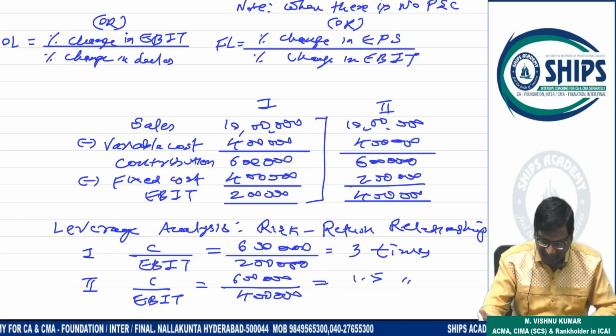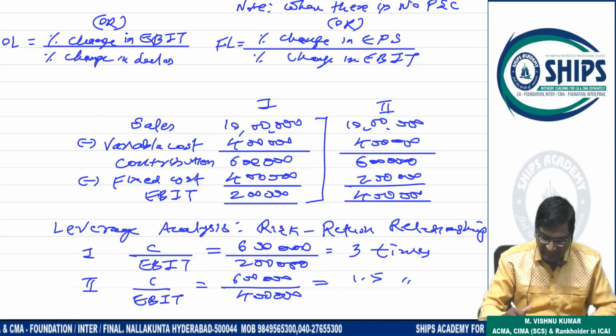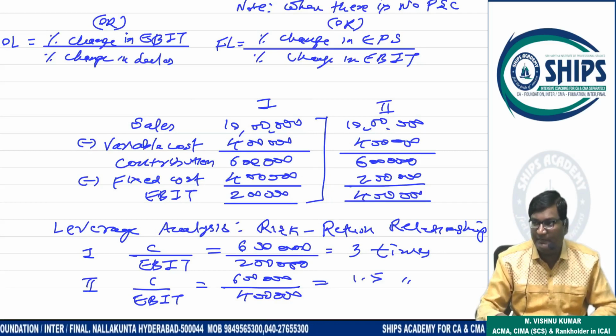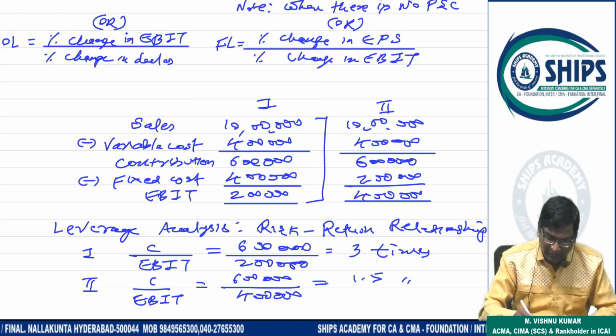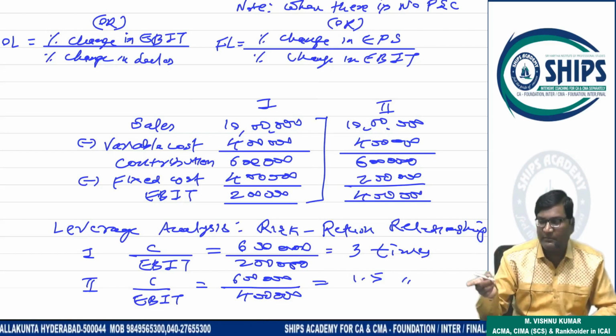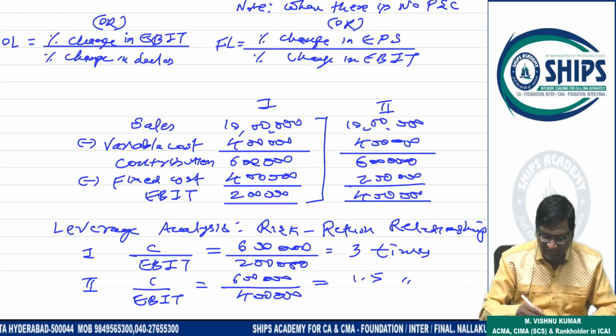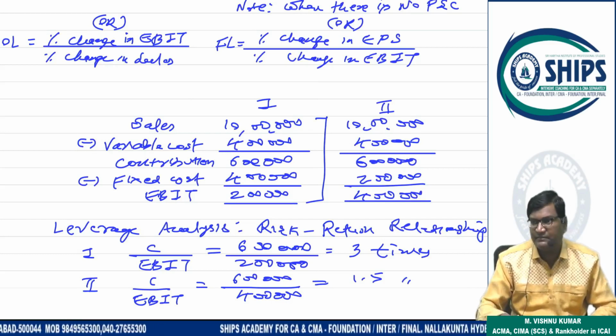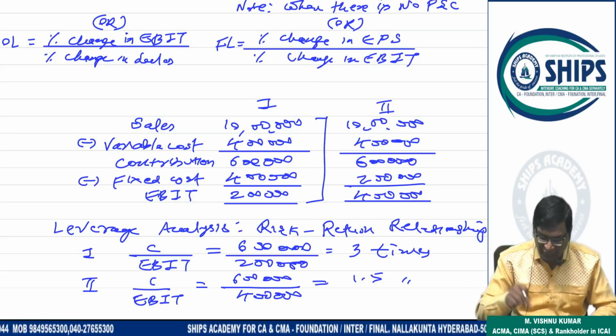Or increase something else, I made it 5 lakh. So it will be more than 3 times. In very simple words, fixed cost more means leverage will be more. Fixed cost less means leverage will be less. But fixed cost is not used in the formula.